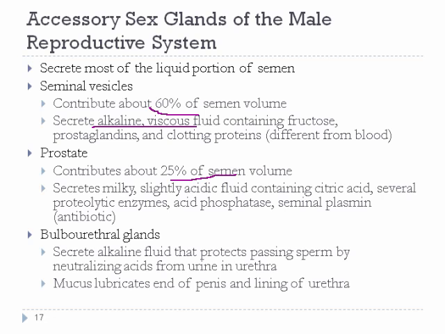The prostate contributes about 25% of the semen volume. It secretes a slightly acidic fluid, has citric acid or vitamin C, has some proteolytic enzymes, and has an antibiotic. So this is really responsible for protecting the sperm from bacteria and those kinds of things.